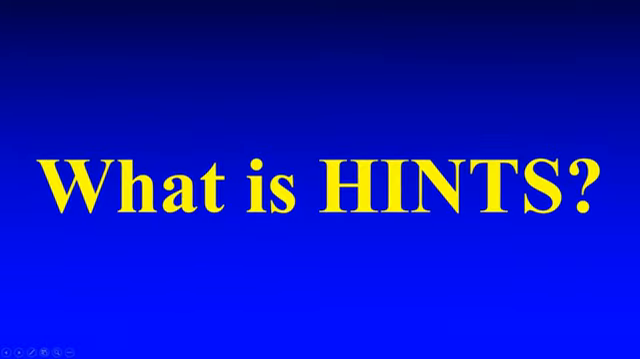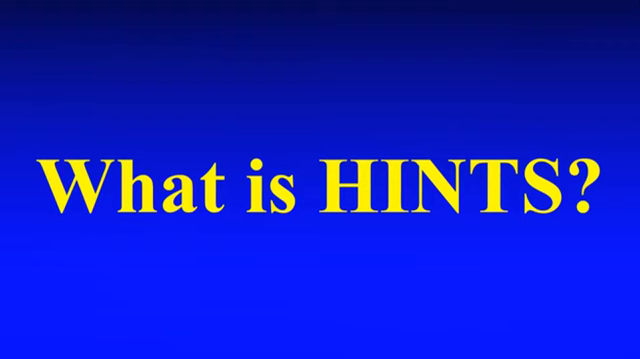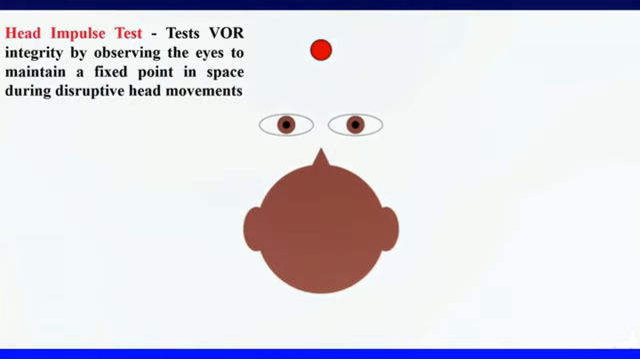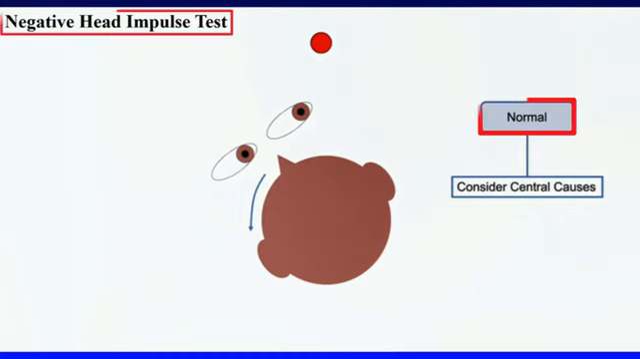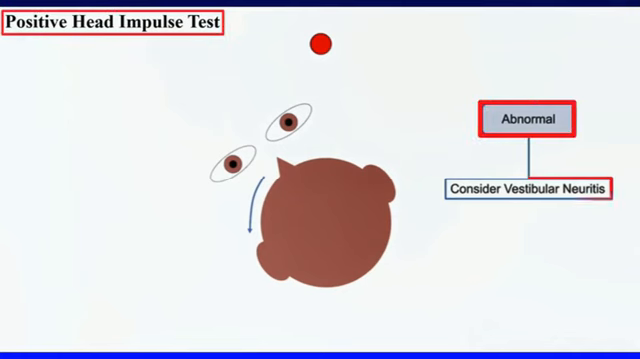It is a clinical bedside neurovestibular examination that differentiates the cause of acute vestibular syndrome, whether resulting from acute vestibular neuritis, a peripheral cause, or a stroke in the posterior circulation, a central cause. The HI stands for the head impulse test, N stands for the nystagmus, and TS stands for the test of skew. The first part of the examination, the head impulse test, tests the VOR integrity by observing the eye to maintain a fixed point in space during the disruptive head movements. A negative head impulse test is normal but is indicative of a central acute vestibular syndrome in the context of the HINTS examination. A positive head impulse test is abnormal and is considered to be pathognomonic of acute vestibular neuritis.